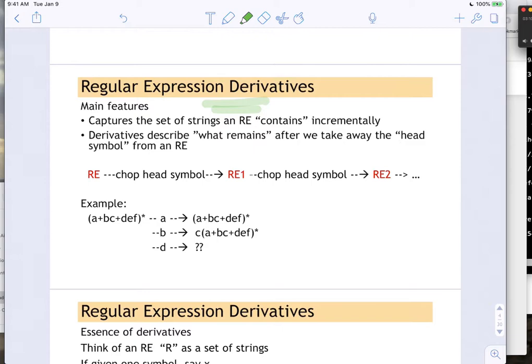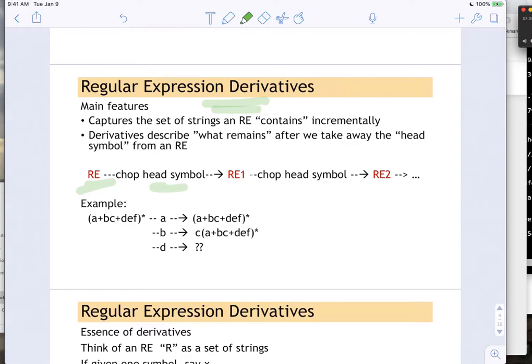So if you have an RE that expresses a set of strings, then you can say, suppose I want to chop off the head symbol of all those strings. So let us say I want to chop A from all the strings in this RE. What remains is the tail, or the tails. So if you summarize all the tails into a regular expression, that is the derivative.